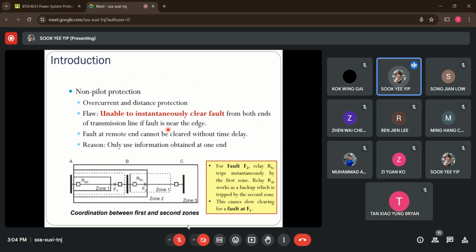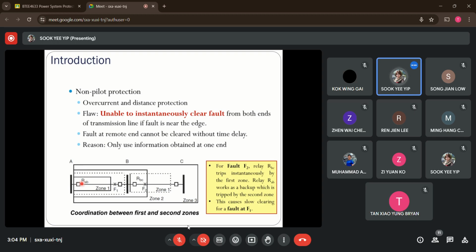Right? This is because a fault that occurs at the edge here is actually relying on the second or maybe third zones of operation for it to clear the fault. So to further understand why we have such kinds of problems, let's check out these figures here.